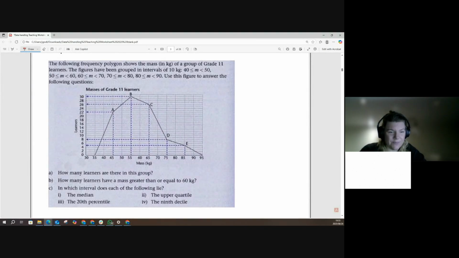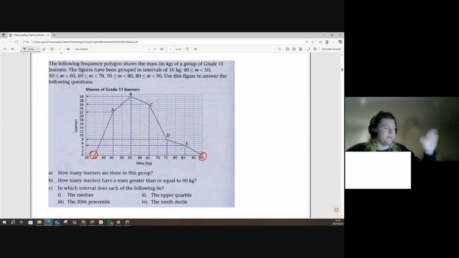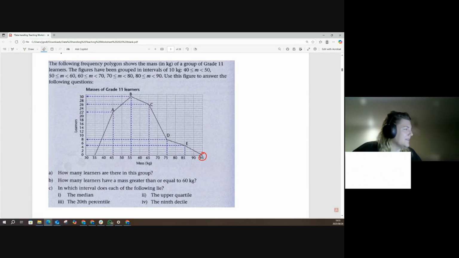Okay, so first things first, let's have a quick read through. The following frequency polygon. You see, now this one's grounded. Now that's making me question everything in my life. Oh no, it's grounded because there was space on each side. Okay, now I feel better. The following frequency polygon shows the mass in kilograms of a group of grade 11 learners. The figures have been grouped in intervals of 10 kilograms. So it's between 40 to 50, 50 to 60, 60 to 70, 70 to 80, 80 to 90. Use this figure to answer the following questions.